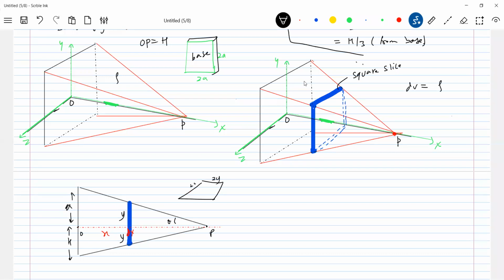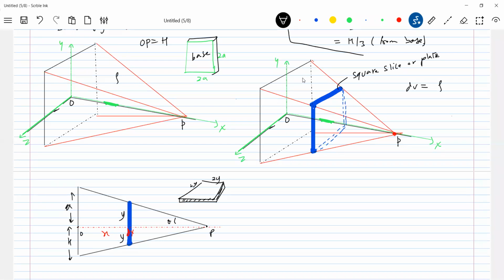Sir, OP should be H, right? OP should be H, no? Square plate only. Square slice means plate. I think technically we'll call this a square slice, circular disc. Square plate should not be used here. Square slice is what technically we use. I'm just using it. If you say plate or slice, both are the same.